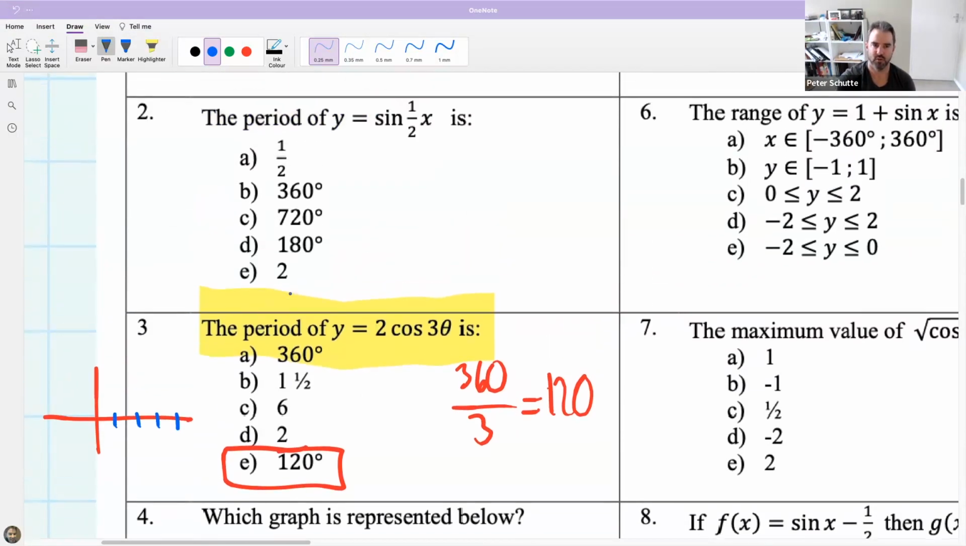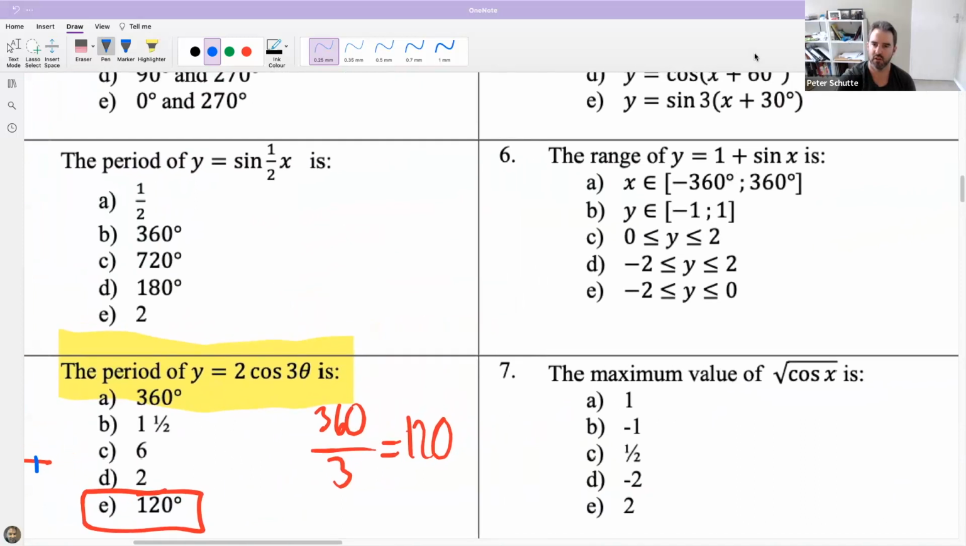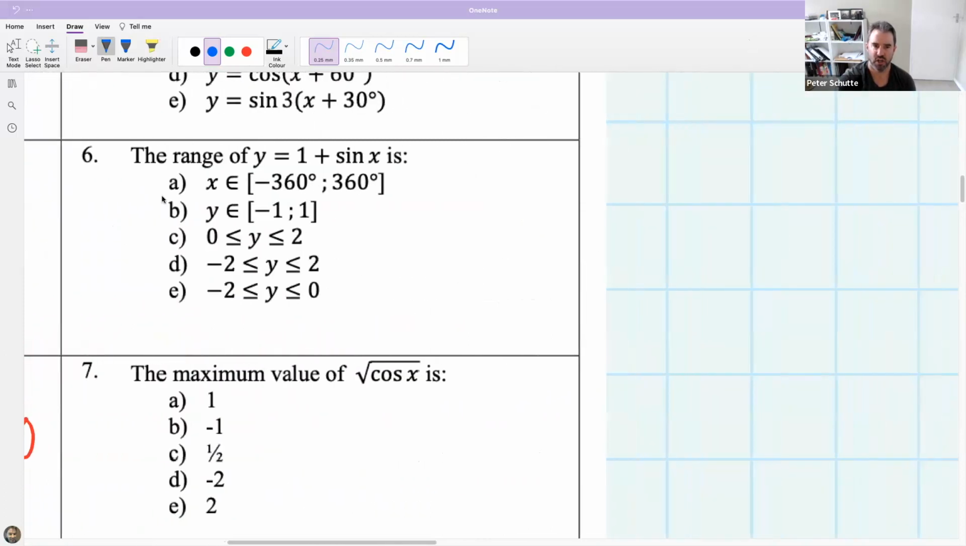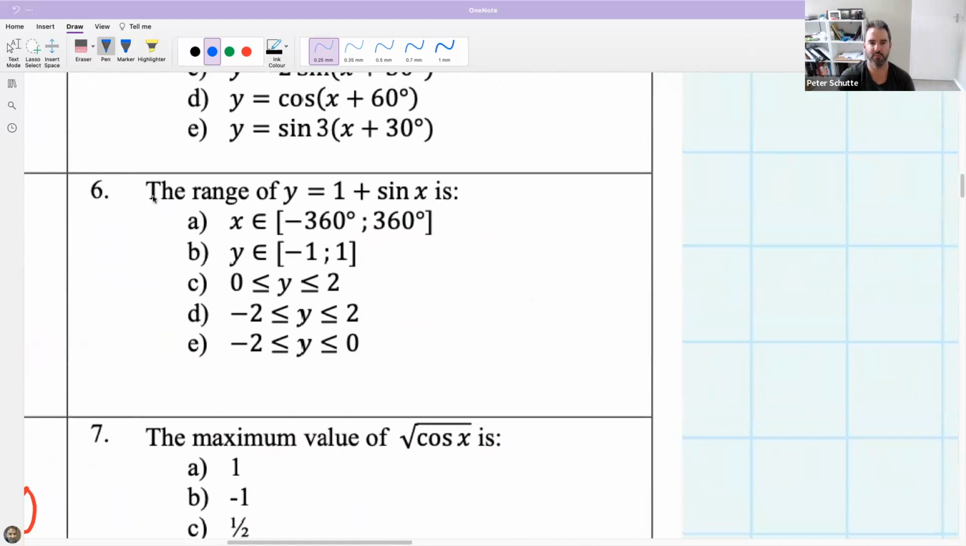All right, so let's do another one. Which one should we do? Okay, let's do this one, the range. What is the range of 1 plus sine x? Which of the 5 options do we think that was going to be?